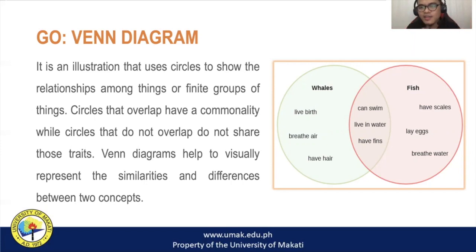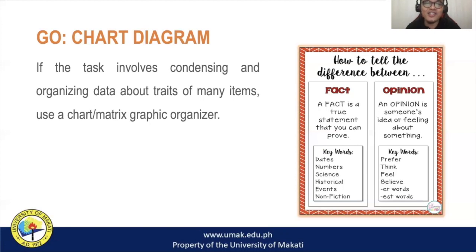So as you can see in the two overlapping circles, green circle, whales, red or pink circle, fish. And then, the oval in the middle, right? The point where they overlap, that's where you put the similarities or the things that are common between the two. And on the part that's not overlapping, the differences. Okay, very easy.